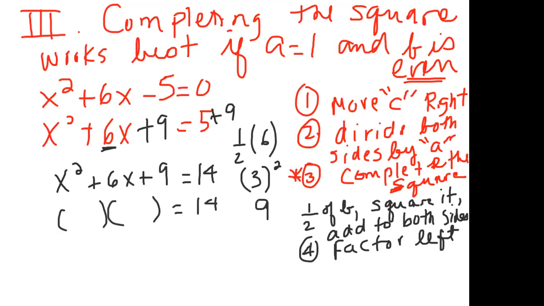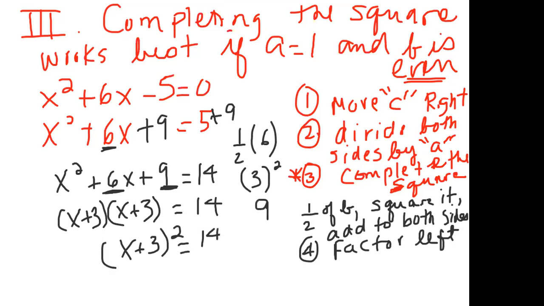So we're factoring the left side, guys. What two numbers multiply to give us 9 and add to give us 6? That'll be x plus 3 and x plus 3. 3 times 3 is 9. 3 plus 3 is 6. What you will notice is that these two binomials, they're identical. So we're going to rewrite this as a binomial squared equals 14.